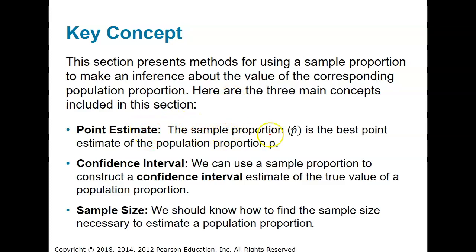The best point estimate is simply the p hat. When we look at the next section, it'll be the x bar, but for now it's just the p hat. P hat is the best point estimate of the population proportion. So if you're asked to give the best point estimate, you literally just give the value for p hat and you've answered the question. For the confidence interval, we use a sample proportion and construct the confidence interval estimate of the true value of the population proportion. The population proportion is what we're trying to estimate, and through sampling and sample proportions, we construct these intervals that attempt to estimate what that population proportion would actually be.